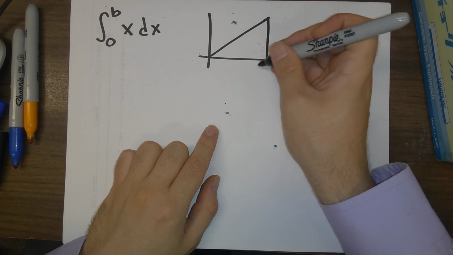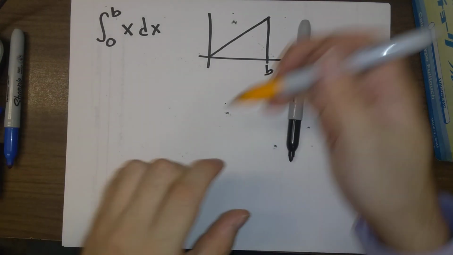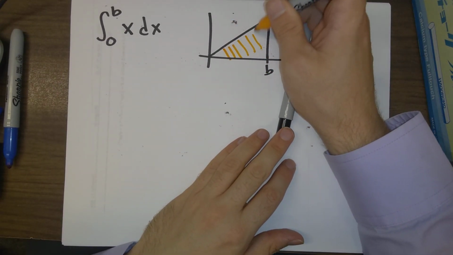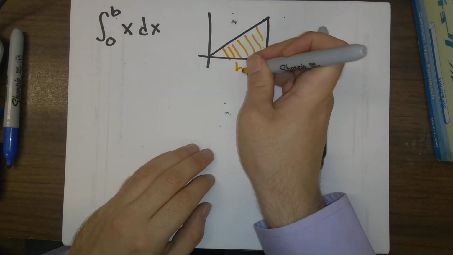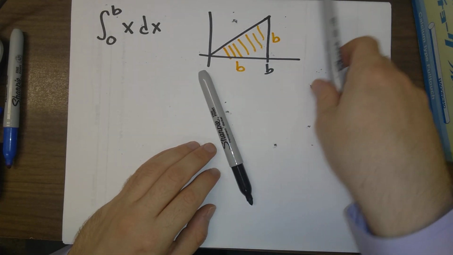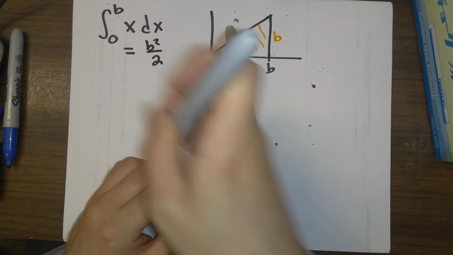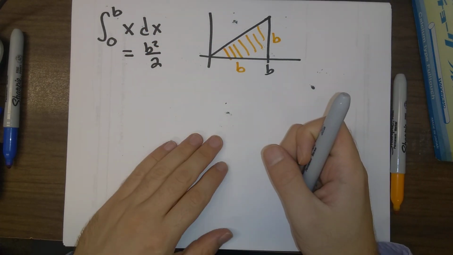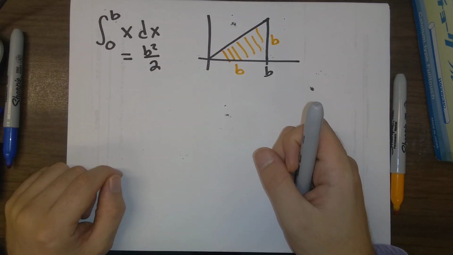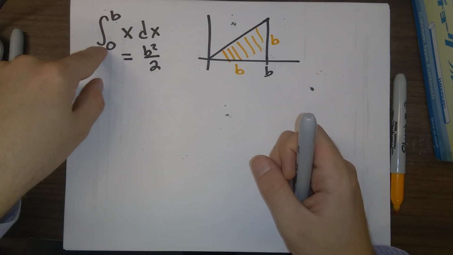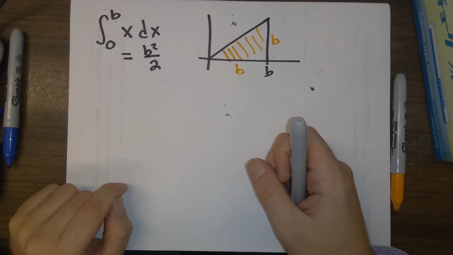So this is b here. We're trying to find this area. This area simply has base b, height b, and so the area here is just b squared divided by 2. So now we know exactly what the integral of x dx evaluated between 0 and b is.